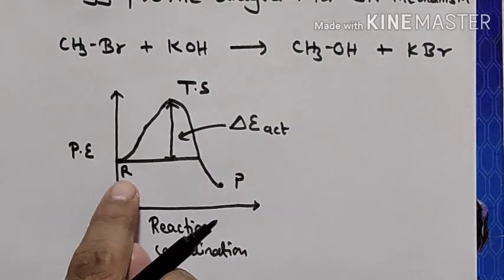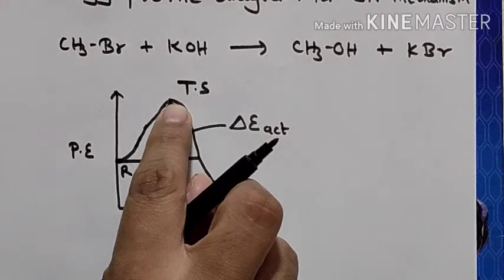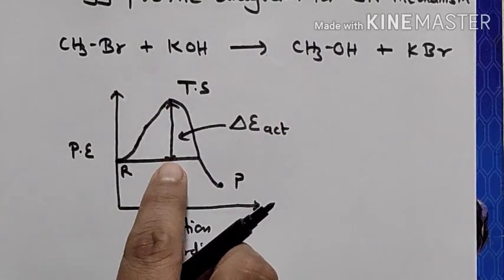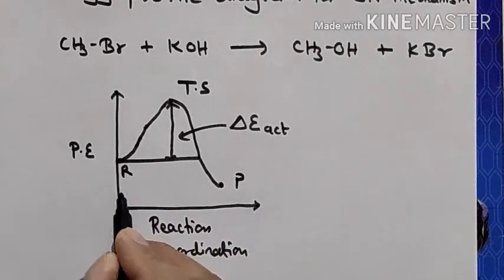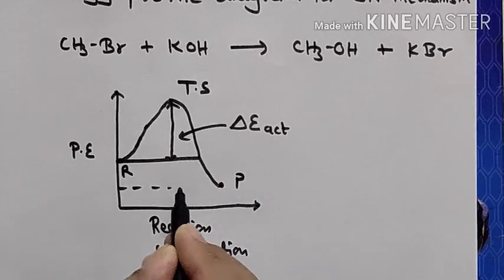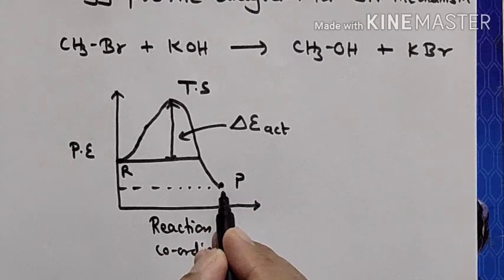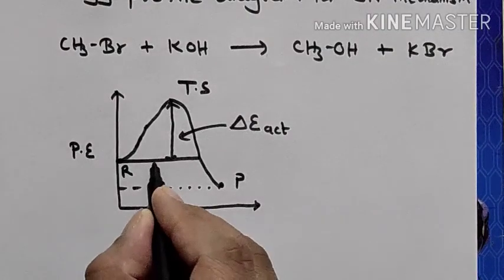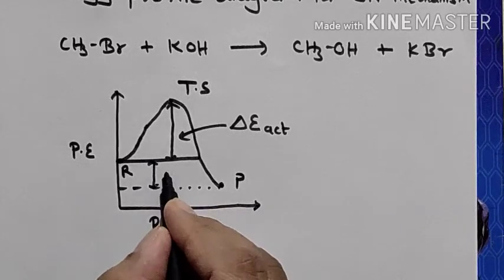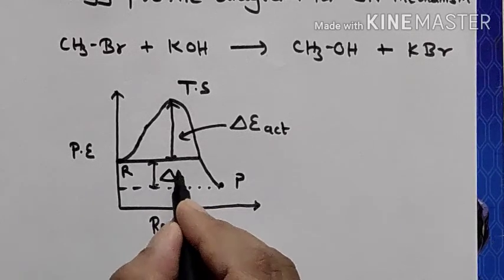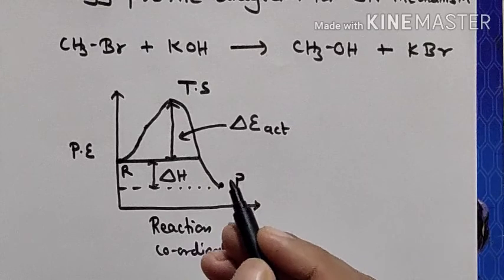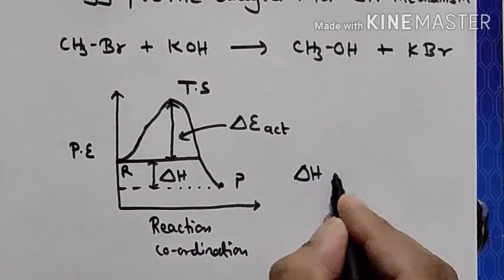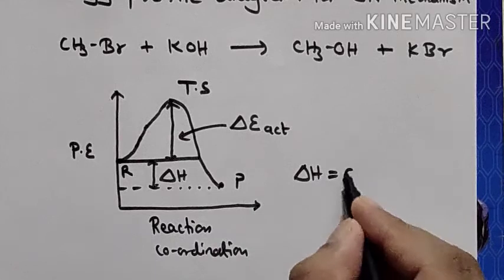Okay, students, right. So here is the reactant. Here is the transition state. And the difference of the energy between the transition state and the reactant is called the energy of activation. Right. And one more thing: if you see this energy, the product energy is less than that of the reactant. So this difference in the energy of the product and the reactant is called delta H. What is delta H? Delta H is nothing but the heat of reaction, or the change in enthalpy.